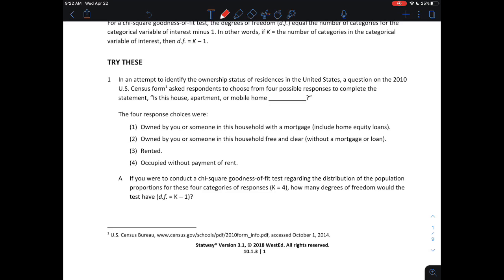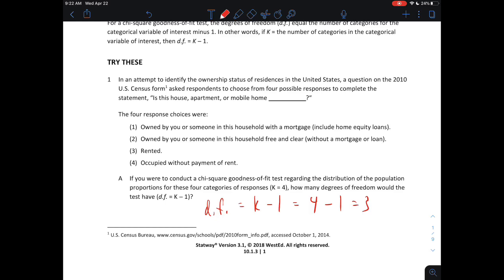Part A. If you were to conduct a chi-square goodness of fit test regarding the distribution of the population proportions for these 4 categories of responses, meaning K equals 4, how many degrees of freedom would the test have? df is equal to K minus 1. So in this case, the degrees of freedom would be K minus 1. K is the same thing as 4 categories, so 4 minus 1 is 3.